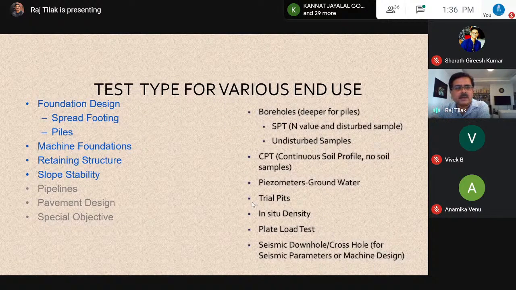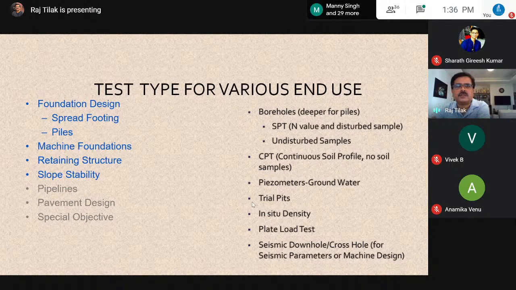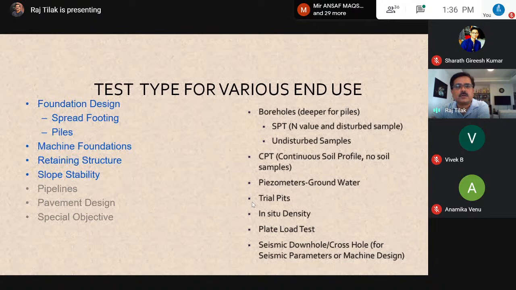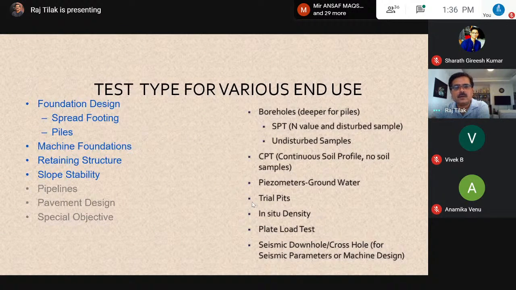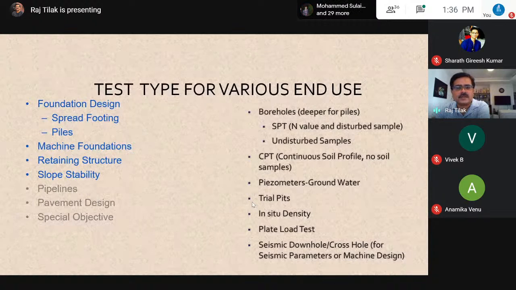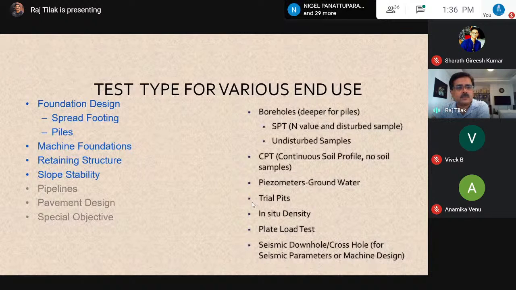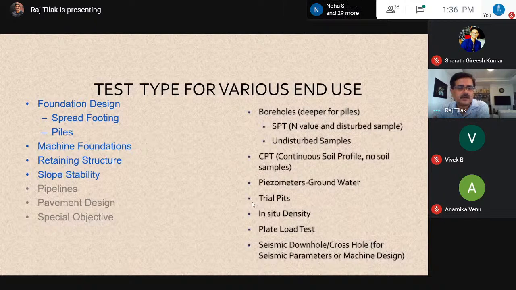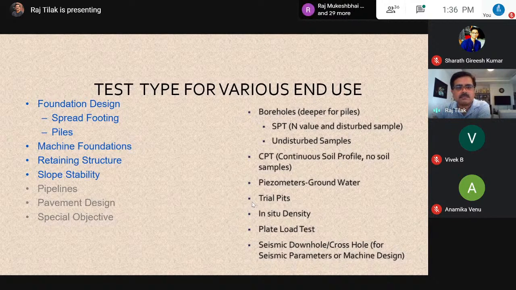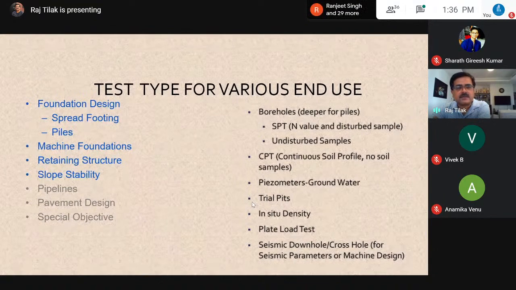For machine foundations and even for the seismic parameters, when you are recommending the soil type for structural engineers to find out how much lateral force they are going to see on their structure because of an earthquake, you need to do some seismic downhole or crosshole tests. Typically all codes recommend that to have a proper ground classification, you need 30 meters of soil data. So keep in mind, if somebody says that he will do a 15 meter seismic downhole, a standard consultant will not agree to it.